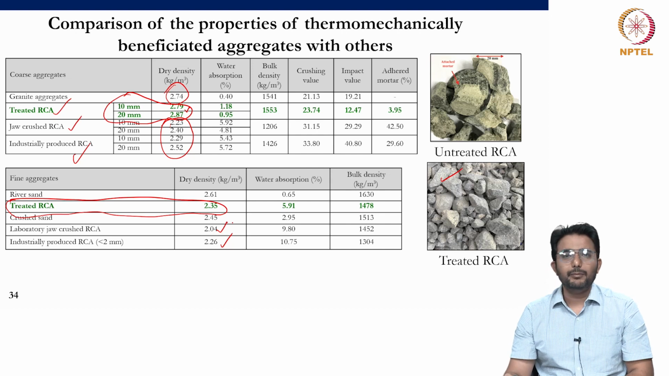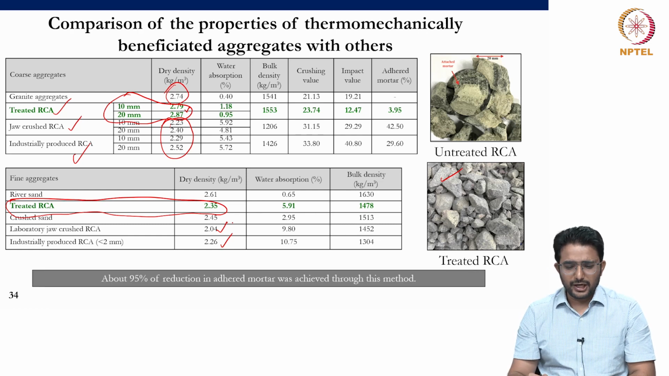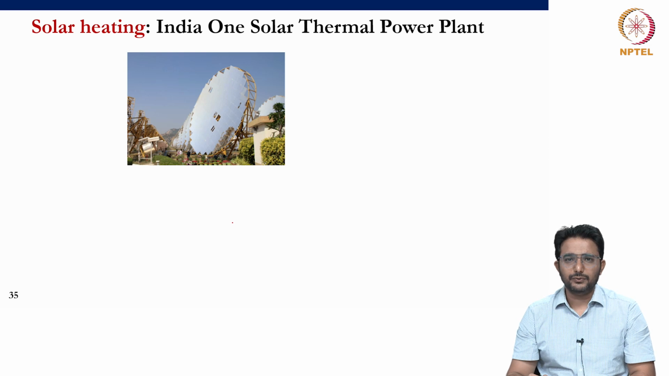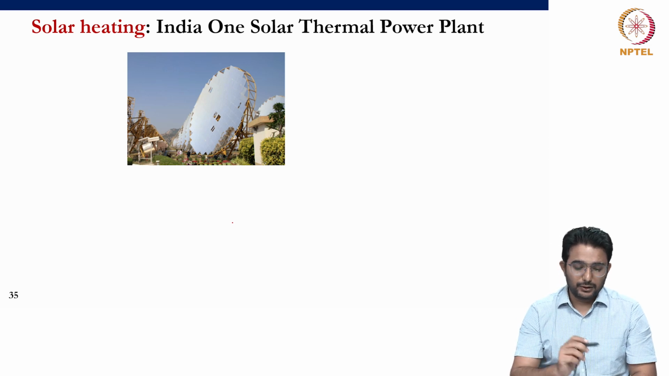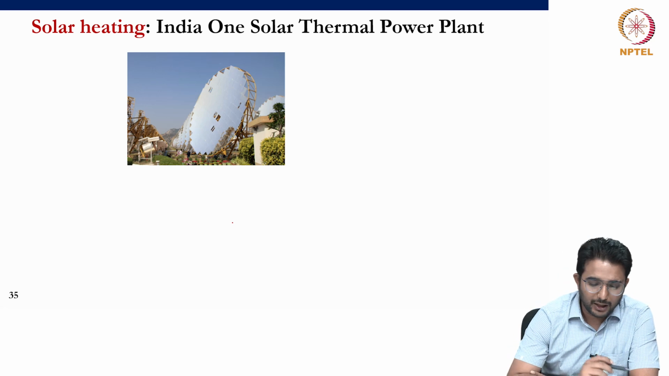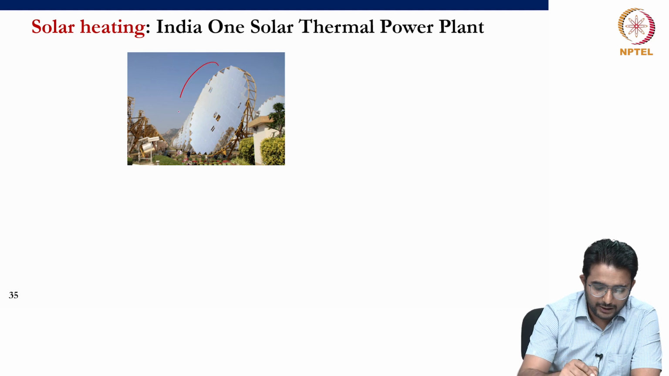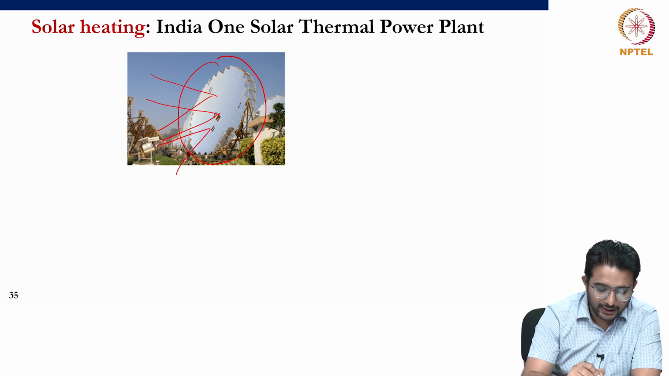But there will be some issues with this technique because we are using electricity to heat the aggregates, right? So if we see from the sustainability point of view, this might not be sustainable. One study was conducted at IIT Madras wherein the fuel was changed from electricity to concentrated solar energy. Normally at solar plants, the solar energy is used to generate electricity. They have parabolic dishes which are used to divert the sun rays directly to one receiver.